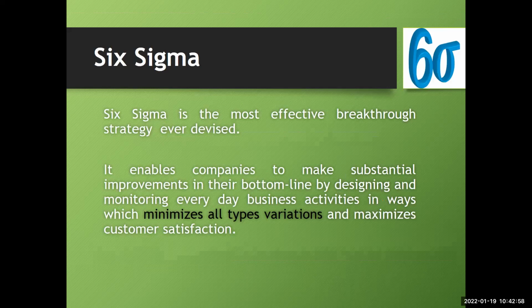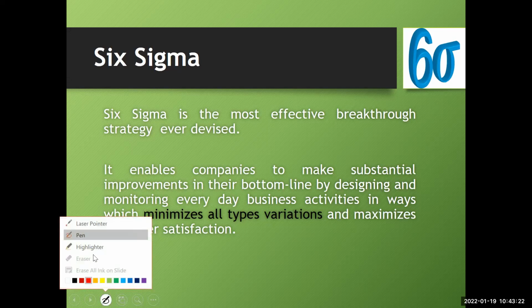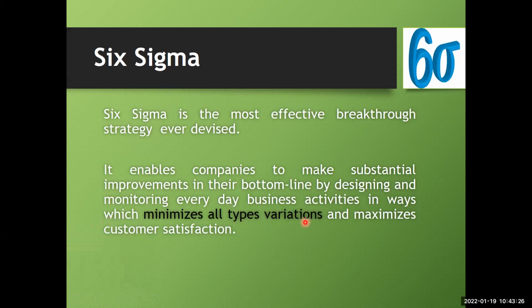It is the most effective breakthrough strategy. That baseline is only and only to remove all kinds of variations that are present in the system. The Six Sigma philosophy says all types of process variations.